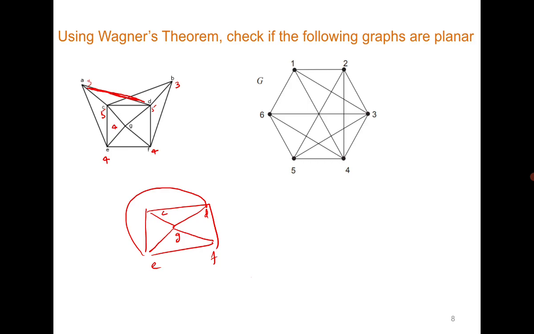Similarly, when you merge the edge FB, then B is adjacent to C, and therefore F would be adjacent to C. And now you can see that each of the vertices is adjacent to all other vertices, and therefore it has K5 as graph minor.